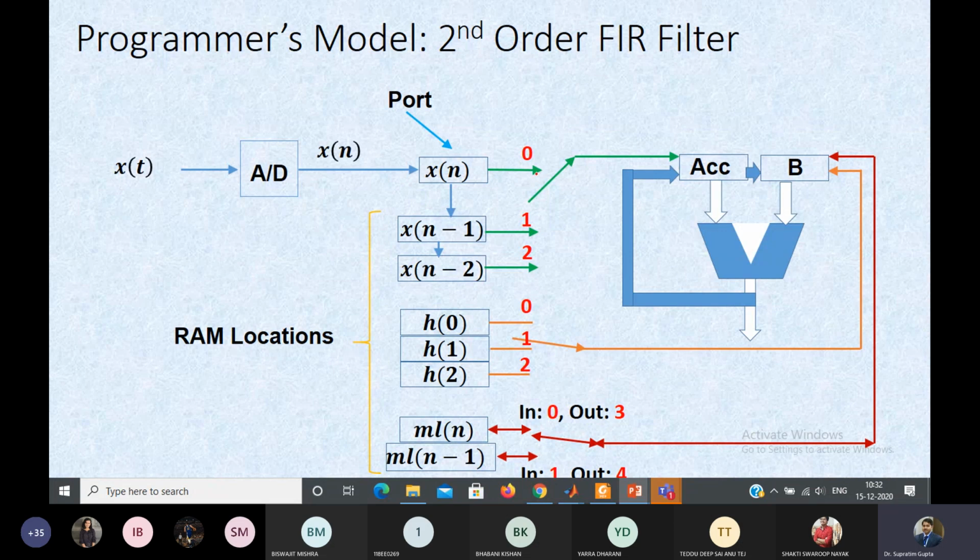Now, since we have only a single ALU, so this is our ALU.